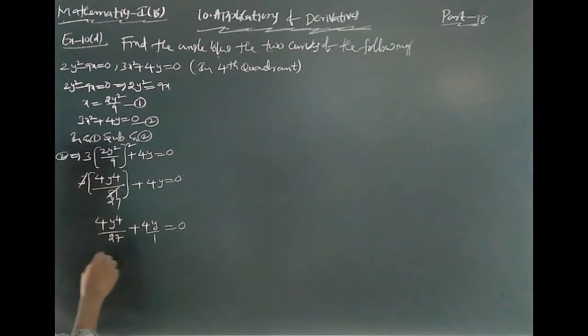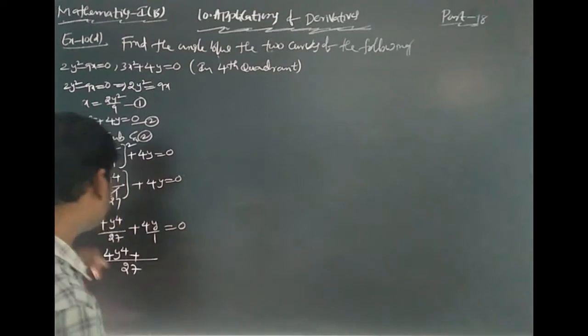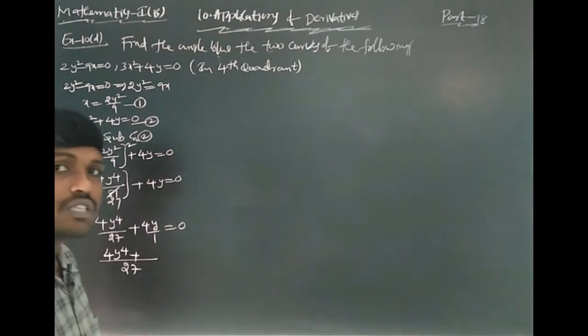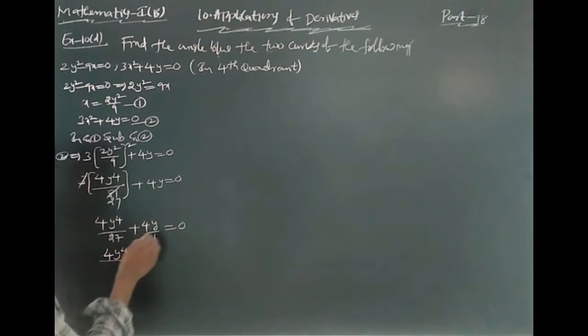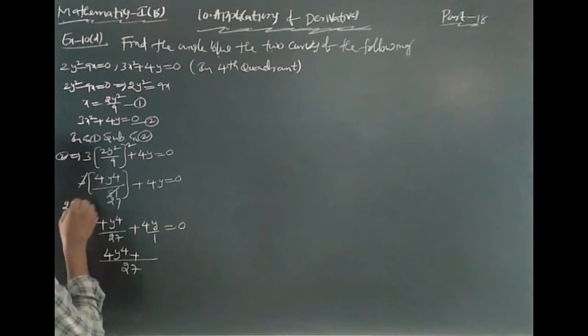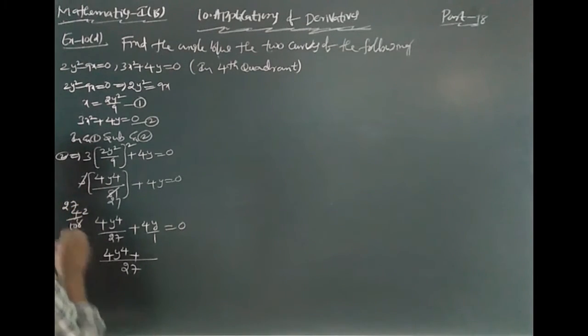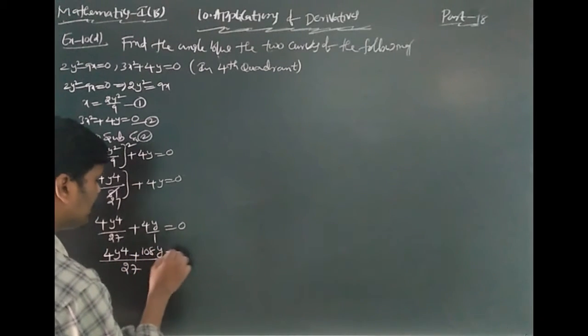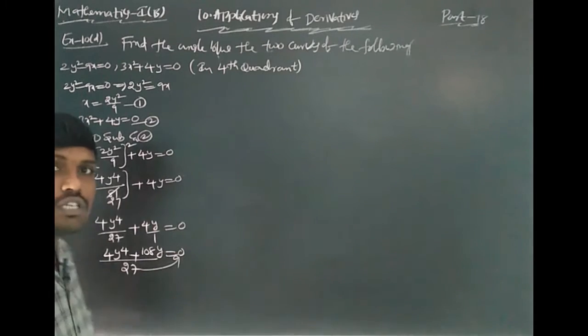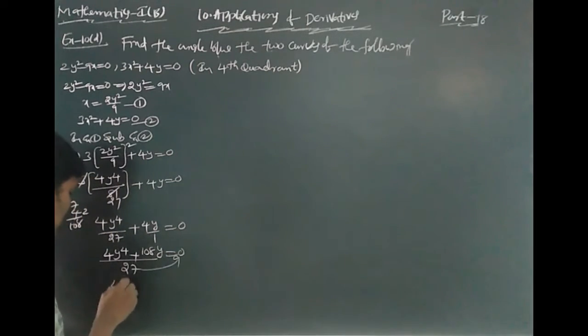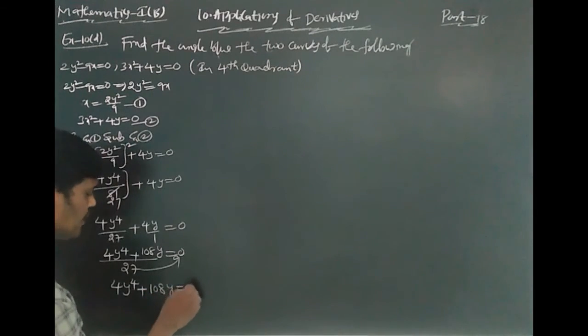After that, we have to take the LCM. LCM is 27. You get 4 into y power 4 plus 27 into 4y. 27 fours are how much? Yes, students, 4 sevens are 28, 4 twos are 8, so 108. 108 into y equal to 0. 27 into 0 is nothing but 0. So 4y power 4 plus 108y equal to 0.